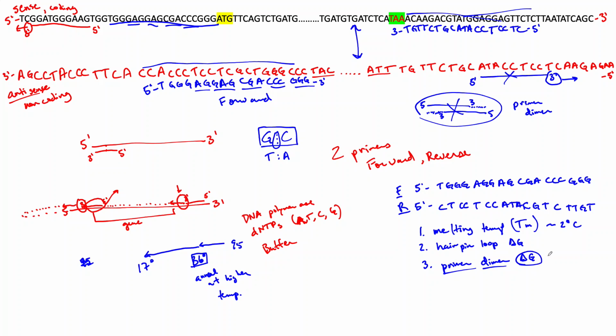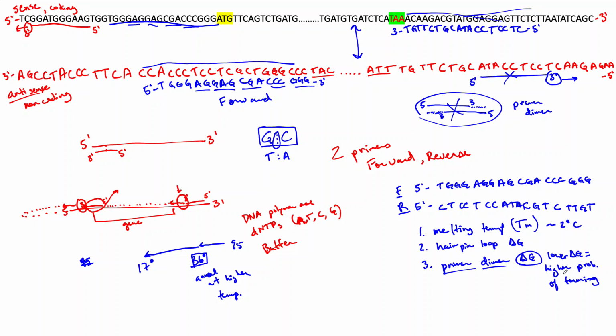So a low delta G means higher, or a lower delta G, because it's all relative, means a higher probability of forming. So if I have a lower delta G for primer dimers, that means I have a higher probability of them forming. This is a measure of free energy, and so it's basically a measure of favorability. And a lower delta G means a higher favorability or a higher probability.